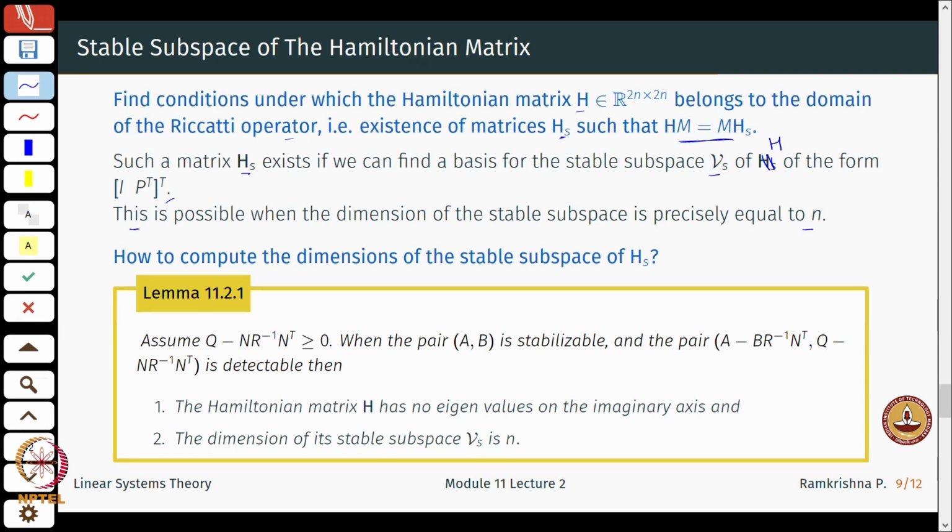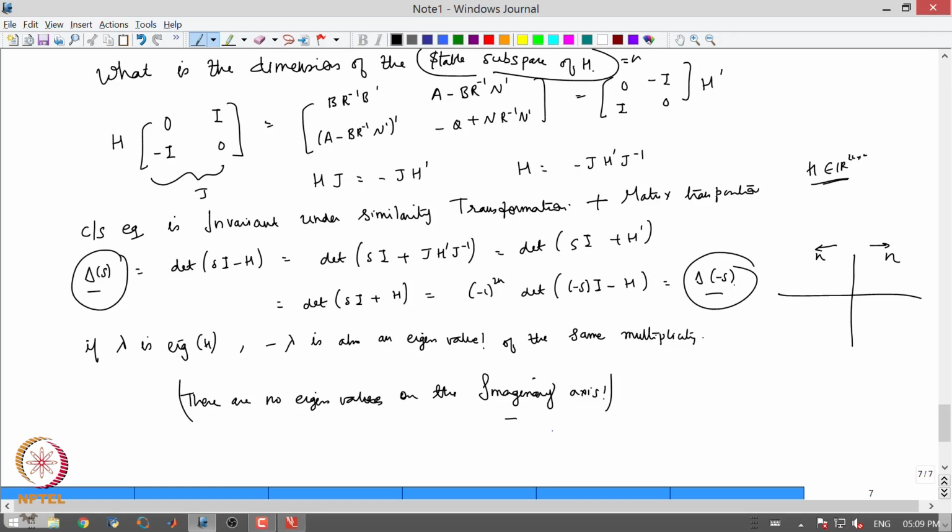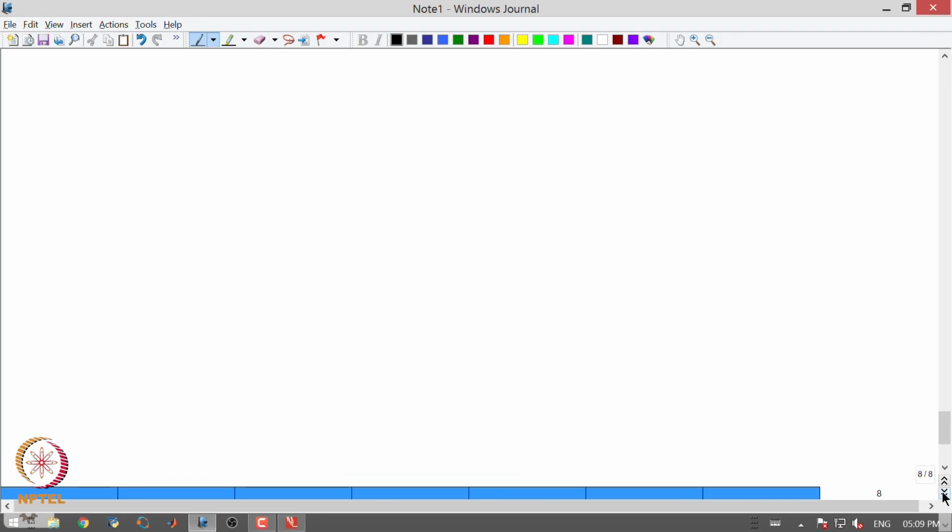So, we assume that Q is greater than 0, and moreover, if the pair (A, B) is stabilizable and this pair is detectable, then the Hamiltonian matrix has no eigenvalues on the imaginary axis, and therefore, it is obvious that the dimension of its stable subspace is n. Okay. So, let us quickly do that.